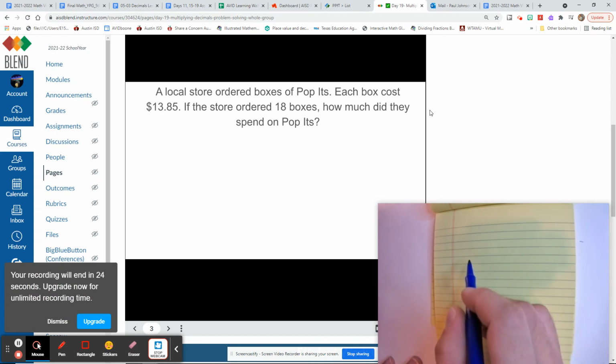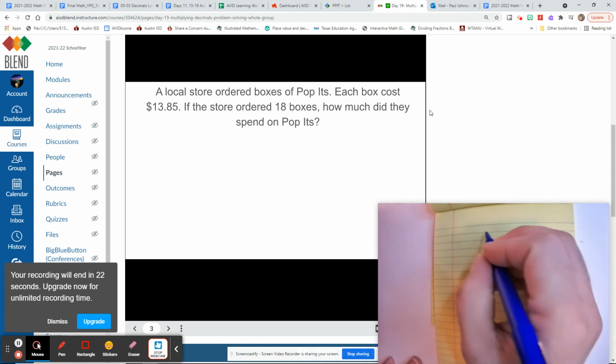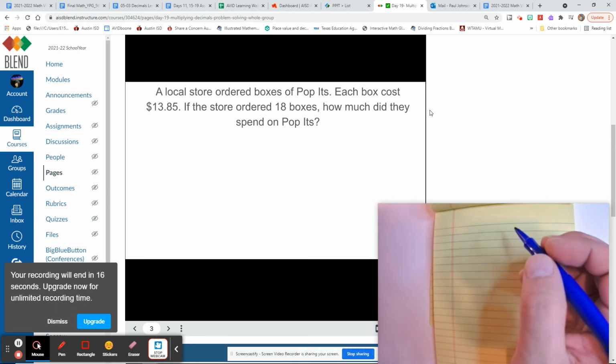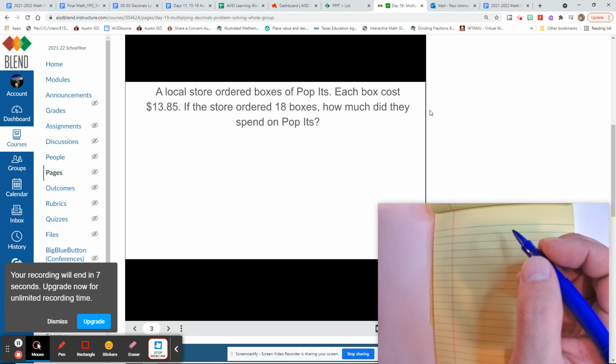All right. So I'll tell you what, let's try the algorithm because it always works. So I want you to try and set up this problem. 13.85 times 18. Pretend like the decimal point isn't there. So 1,385 times 18. Then put your decimal point in. When we come back to the next video, see if you set up your algorithm the same way. I'll see you then.